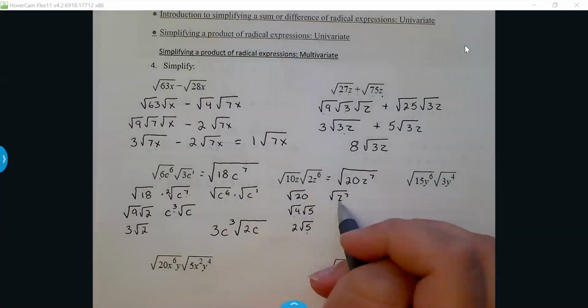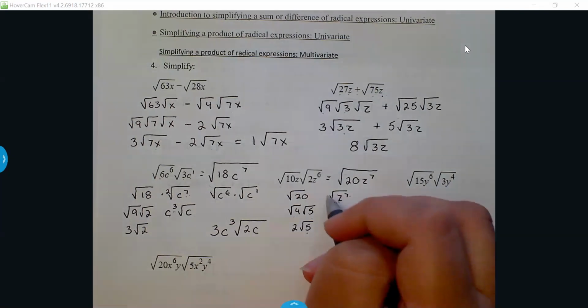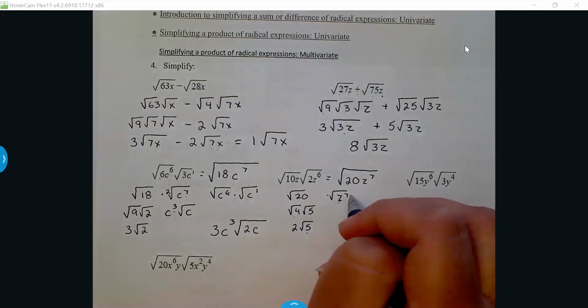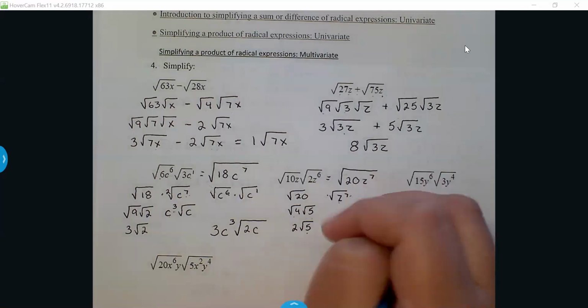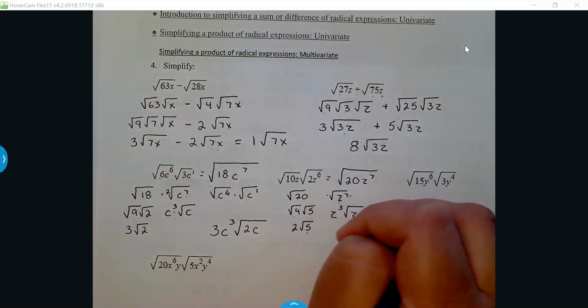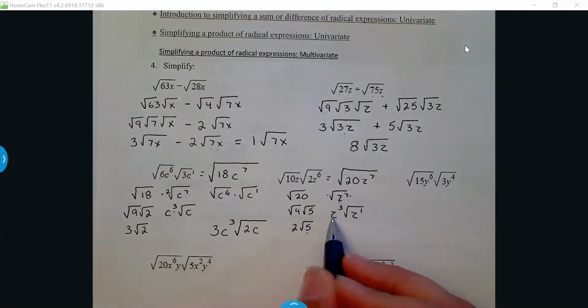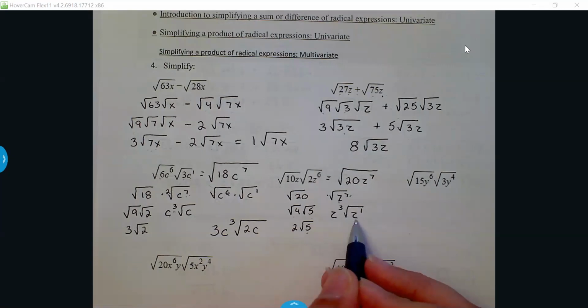Then I have the square root of z to the 7th. So same thing here. I can say, how many times does 2 go into 7 evenly? 2 goes into 7 3 times with 1 left over. So the square root of z to the 7th becomes z to the 3rd times the square root of z to the 1st.